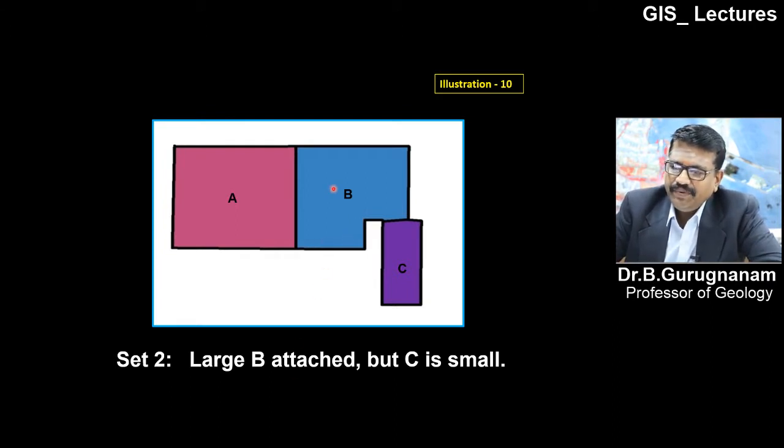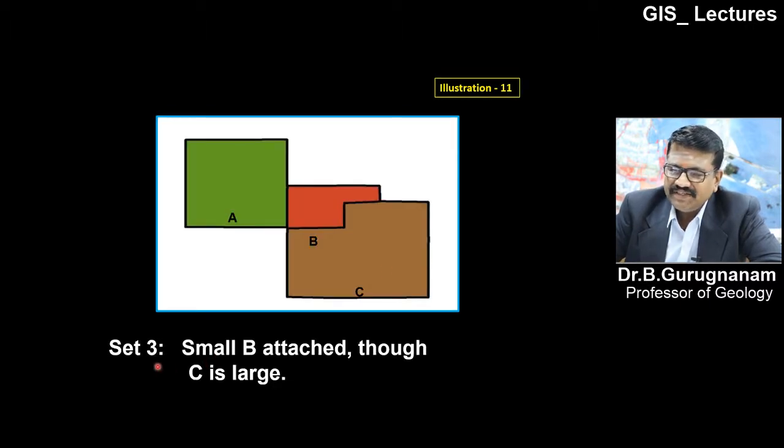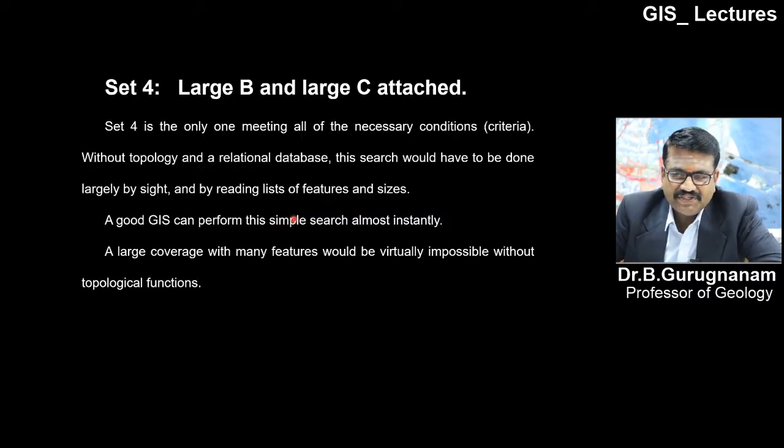Here large B is attached to C, but C is very small. There are polygons A, B and C. Small B is detached, that is called C. Here the connectivity in terms of topology is comparatively not established well, but topology is linked over here. And similarly, this is set 3, small B attached through C, which is large. So here the connections are there, but not 100% well connected.